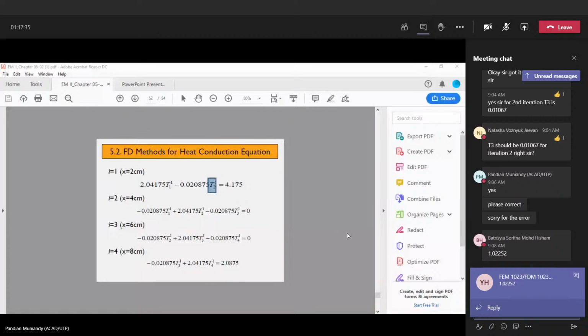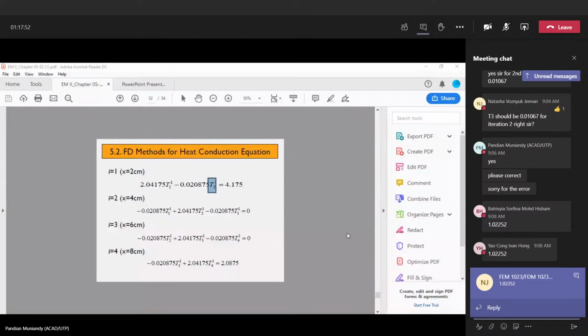Yao Kong: 1.02252, same. 0.020875 multiplied by 0.01067 divided by 2.04175. So our answer is the same. Okay. So at least we have calculated with the correct value, yeah?